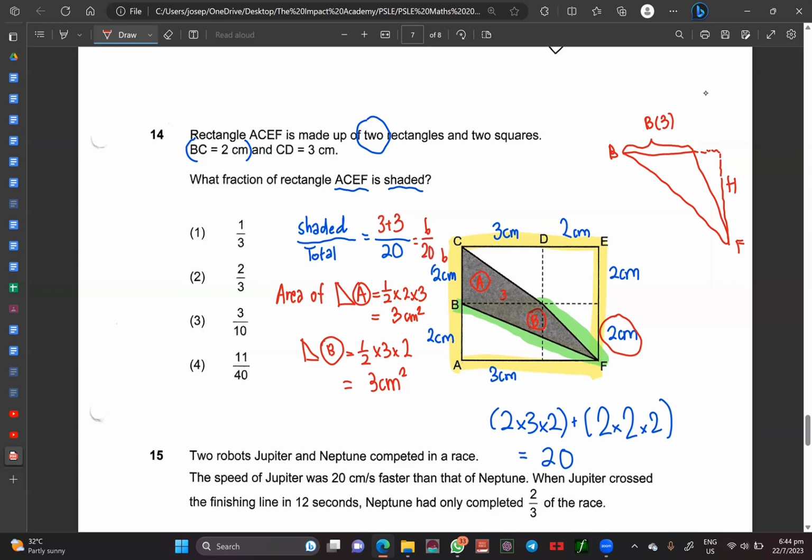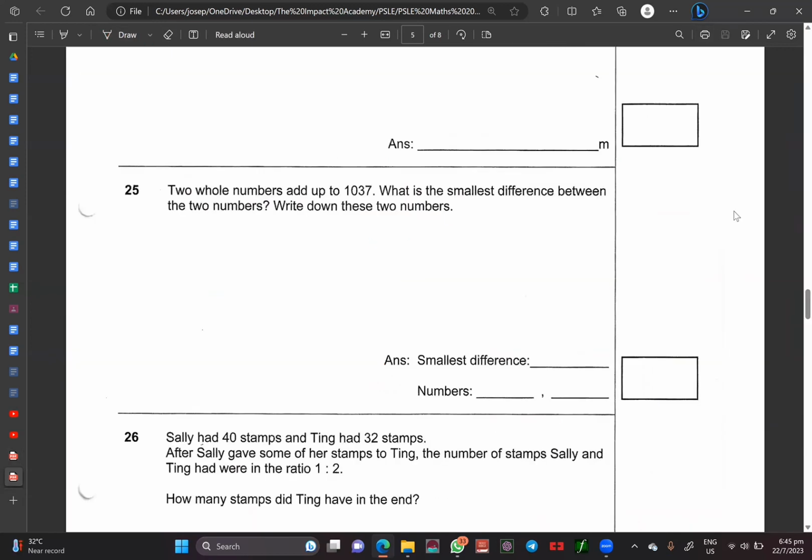Of course, you want to simplify it. As you simplify it, you will get 3 over 10, and therefore your answer for this question has to be option number 3. And today we are looking at question 25.